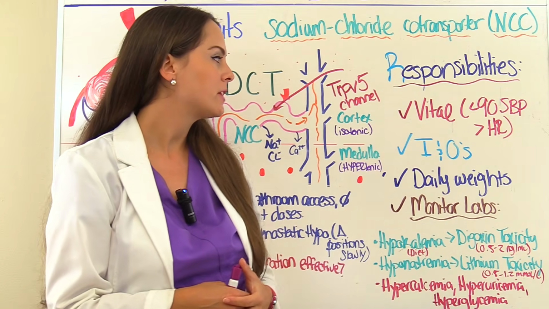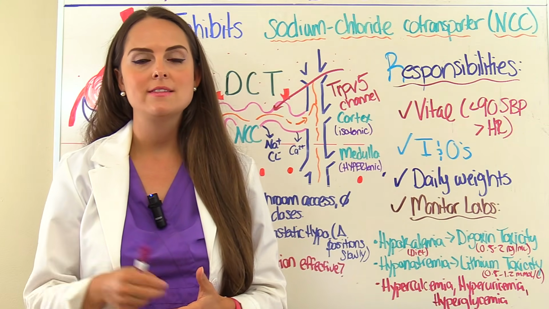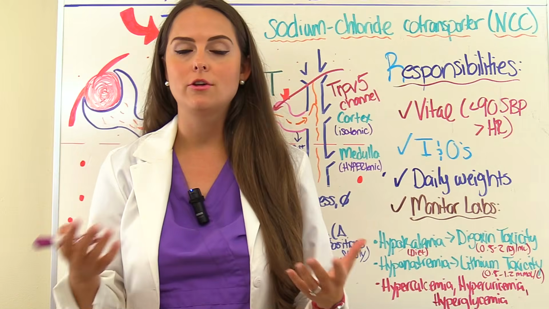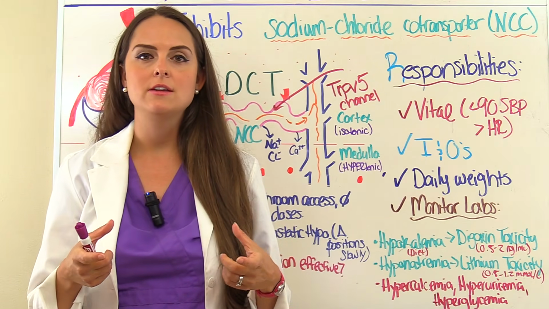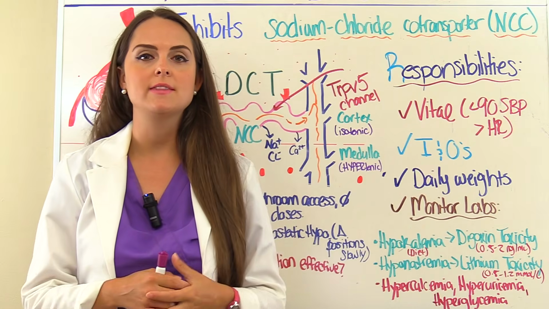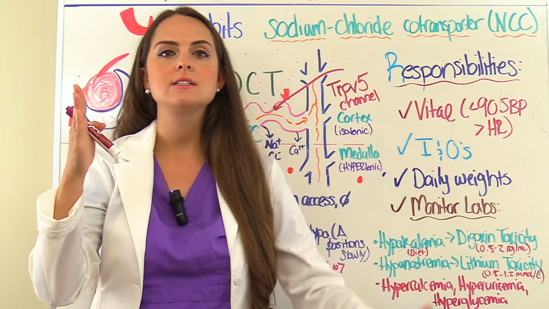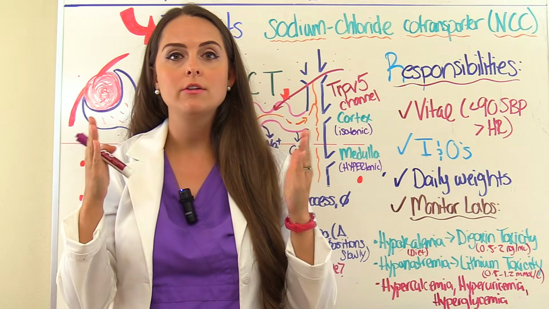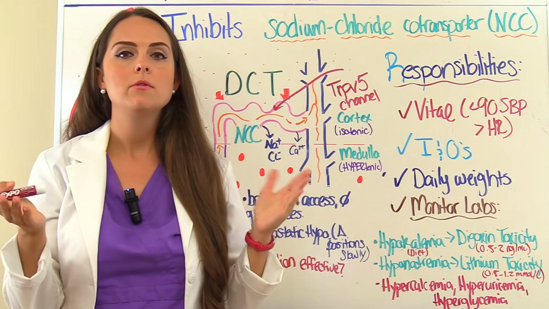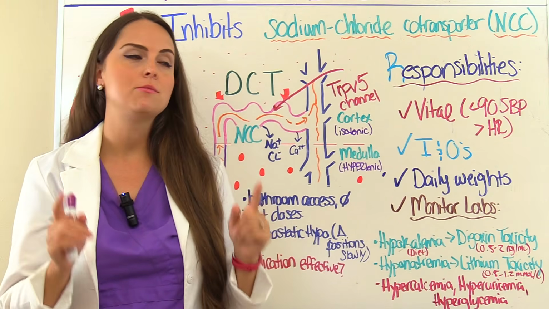Then we can also look at their I's and O's. You want to make sure you are strictly measuring that, and the patient can help you with that if they're alert and oriented, and whenever they go to use the bathroom to urinate, you definitely want to make sure you are measuring that, because you want to look to see how much they're taking in versus how much they're putting out. If they're really not putting out anything at all, their renal function could be compromised. So we want to make sure that we are diuresing them, but not too much.